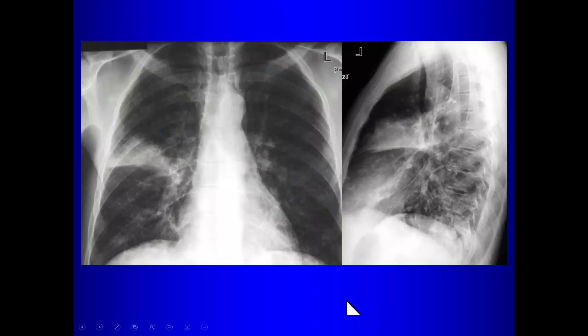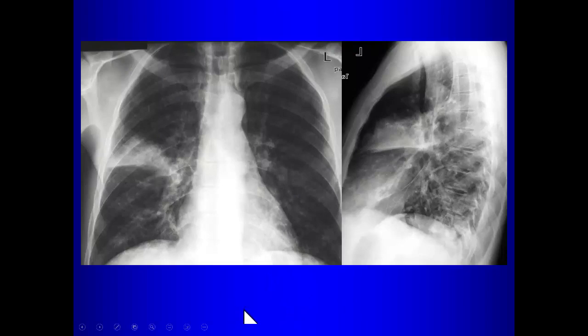There's another patient with pneumonia. So where's this pneumonia? Right middle lobe. What line is this going across? That's the minor fissure. Is the pneumonia above or below the minor fissure? Above. So what lobe is that? That's the right upper lobe. Again, we have a right upper lobe pneumonia.